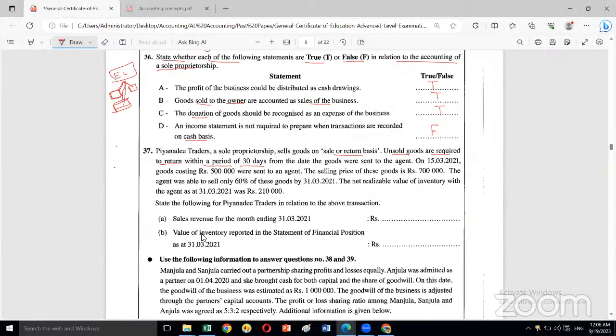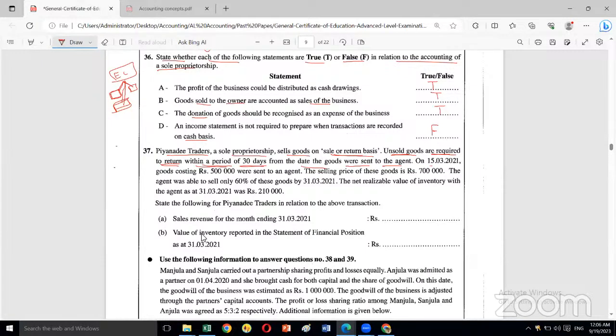Okay, so now see. Priyanandi Traders, a sole proprietorship, sell goods on sale or return basis. Unsold goods are required to be returned within a period of how many days? 30 days, from the date the goods were sent to the agent.